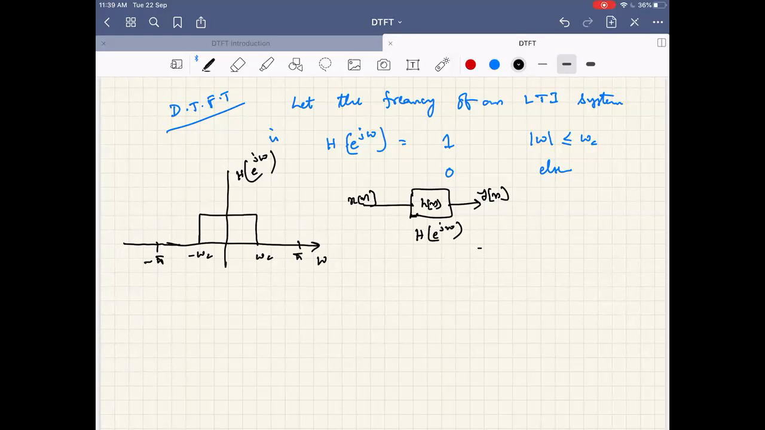Now let us see what h of n is. What we wish to find is how h of n looks like. We use the inverse discrete time Fourier transform in this case. So how do I use this inverse discrete time Fourier transform?